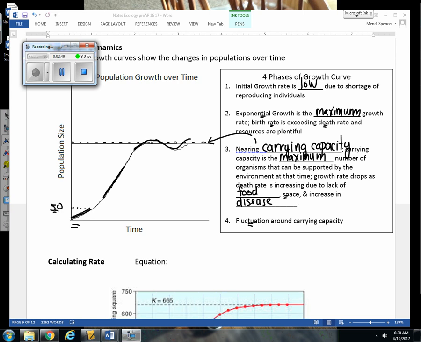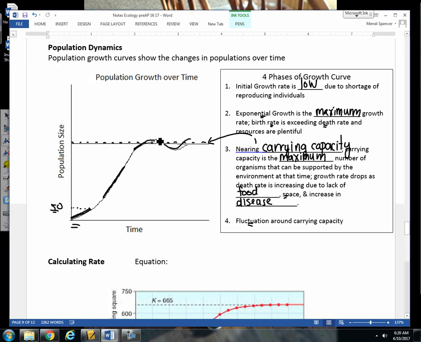A population is going to fluctuate around carrying capacity when that population overshoots this maximum number of organisms. So let's say that's about 250. 250 of these individuals can live in that environment. When we get above 250, there's too many of them. So there's not going to be enough food and resources and space.